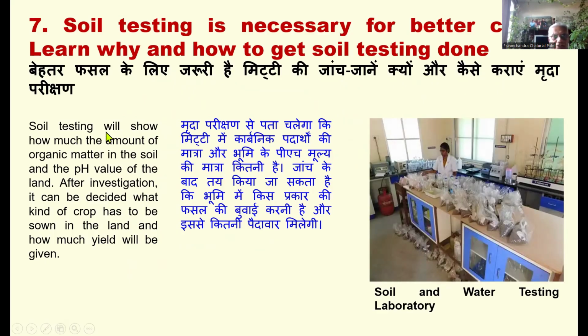So soil testing will show the amount of organic matter in the soil and the pH value of the land. You know that 6.5 to 7.5 pH is desirable for the availability of the nutrients from the soil. But in saline soil, the pH is greater than 8.5. Then after investigation, it can be decided what kind of crop has to be sown in the land and how much yield will be given.